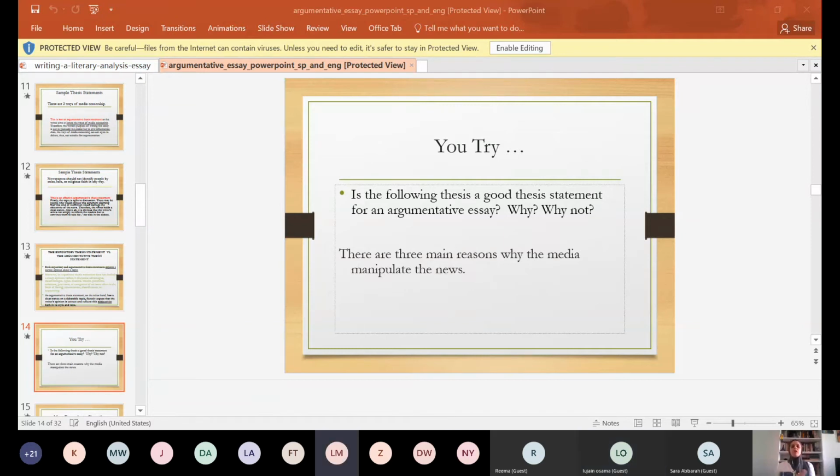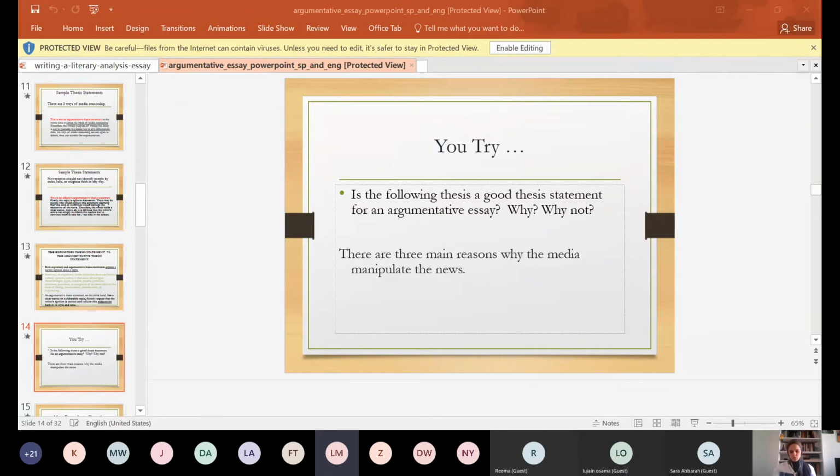More examples to show the differences. When I say three main reasons, this is a thesis statement, not an argumentative one.